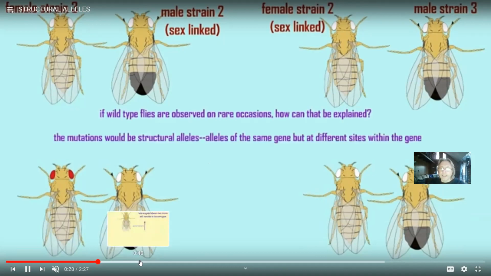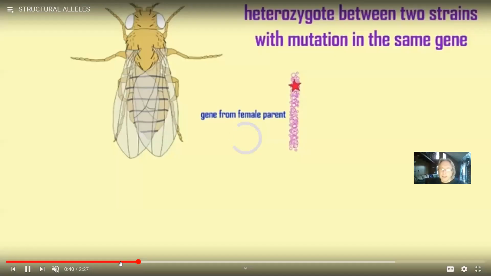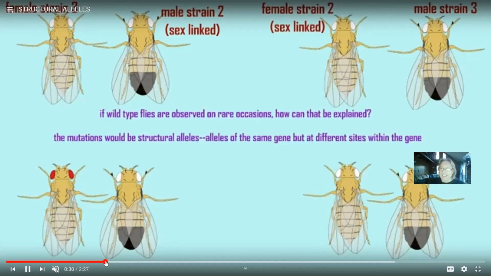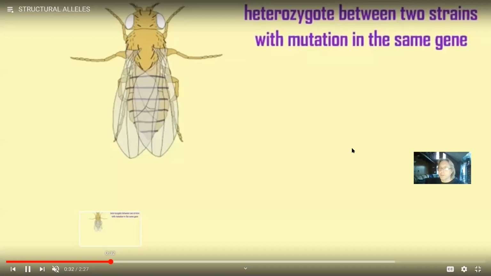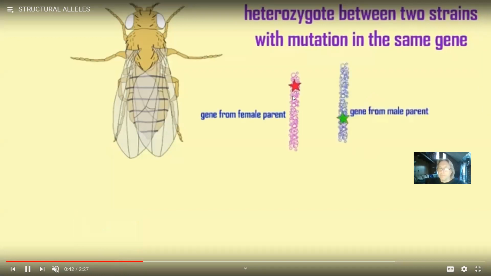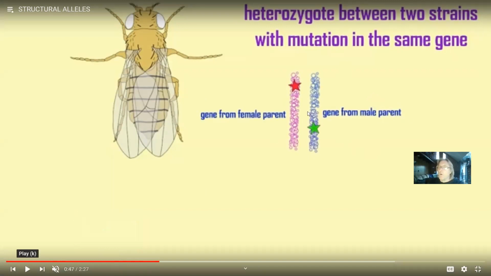The way that you could explain it is that these are structural alleles. So they're alleles of the same gene, but they are structural alleles at different spots in the same gene. Let me show you how that would work. Let's say you create a heterozygote with the X chromosome from one parent and the X chromosome from the other. So here's an X chromosome from the female parent of this fly, and here's an X chromosome from the male parent of this fly. If they are in different spots, what could happen?